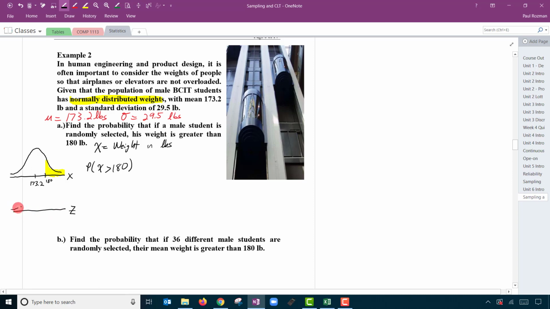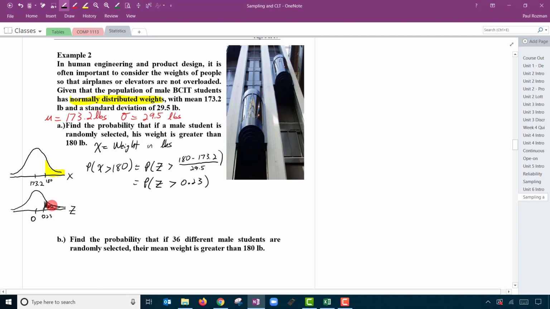This didn't say anything about the mean. We're just going to convert this to its z-score. I wanted to do an old one and compare it to the sample means version. So let's convert this to its z-score. 180 minus 173.2 over 29.5. So we get a z-score of 0.23, which is not an unusual z-score. It's a positive value just above the mean. So it's like here.